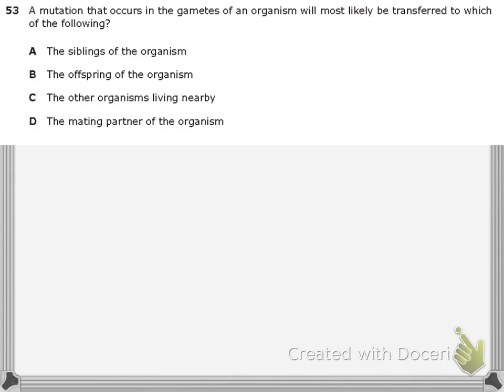So first let's make sure that we know some of this terminology. Some of the terms that we have here are gametes, siblings, offspring, and mating partner. Gametes are the sex cells. I'll write that down. In humans, that would be sperm and egg cells. So the gametes are the sex cells of an organism.